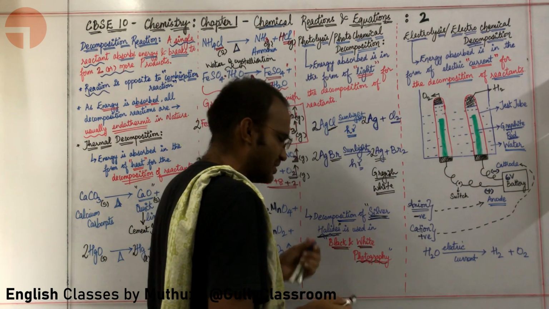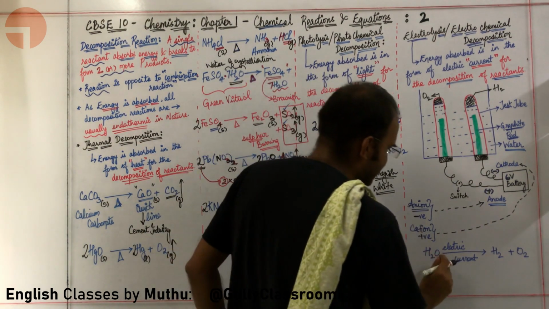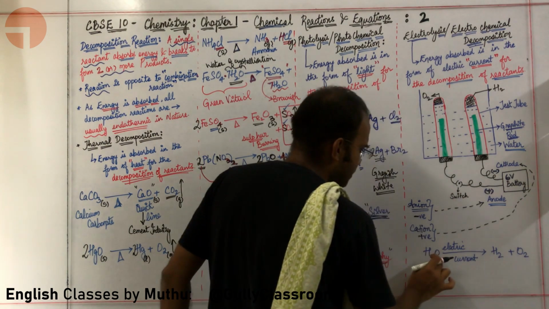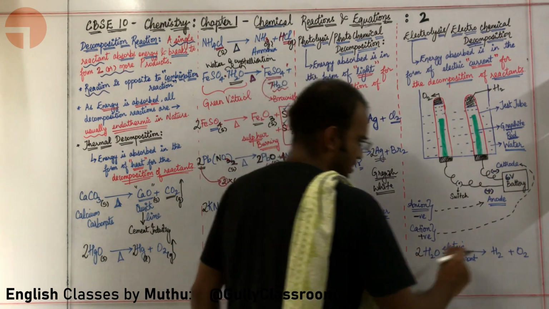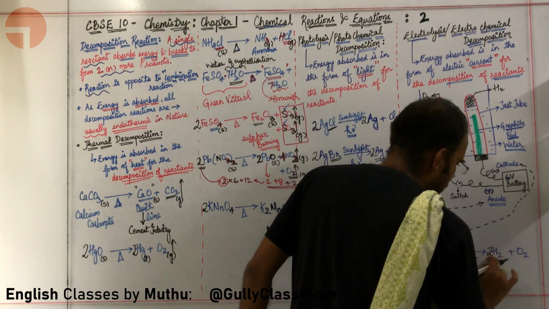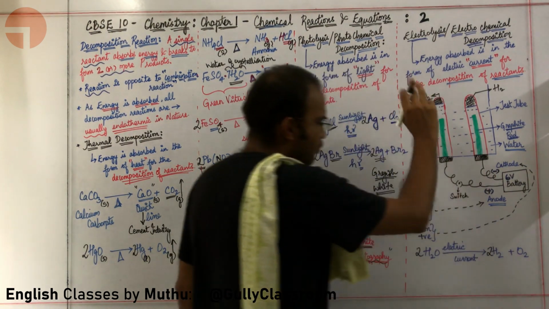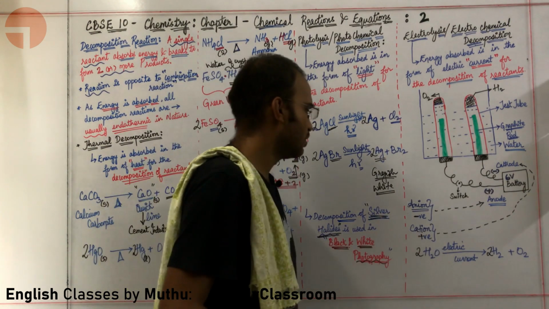Let us balance this particular reaction. Here there are 2 oxygen, so I need 2 oxygen over here. Let me put a 2 here. Here there are 4 hydrogen, so let me put a 2 over here. 2 into 2, 4. Now there are 4 hydrogen.